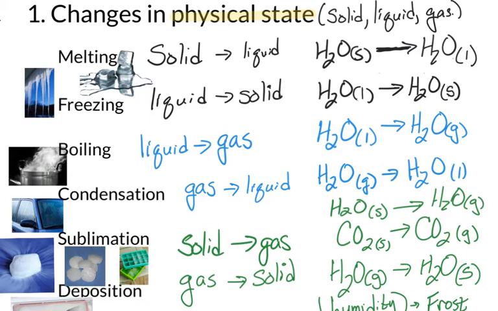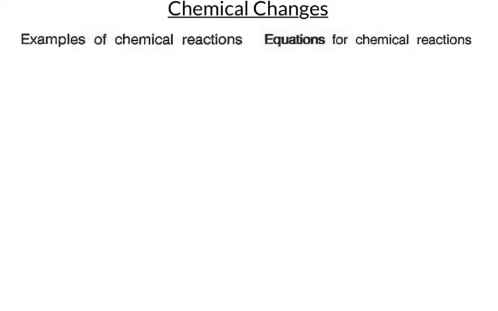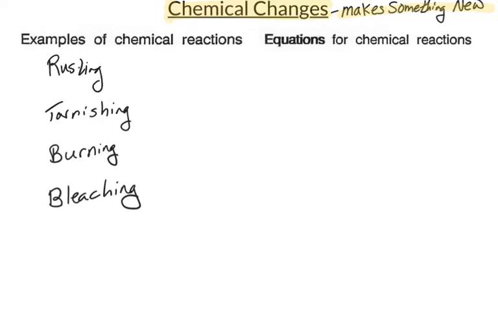Now let's talk about chemical changes. So one of the key factors in the definition of chemical change is that you're making something new. You're making a new chemical. So these can be described as chemical reactions. So for example, we might have rusting or tarnishing, burning, bleaching. Those types of things are all chemical changes and chemical reactions. For each chemical reaction, we have an equation that we can write. Now, these equations will show that we've got something new forming.